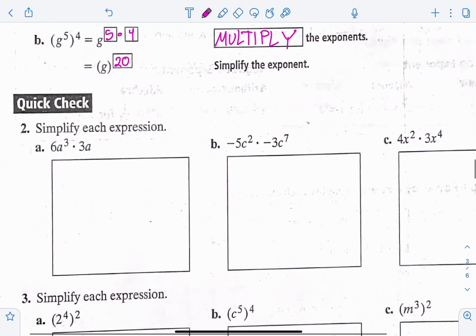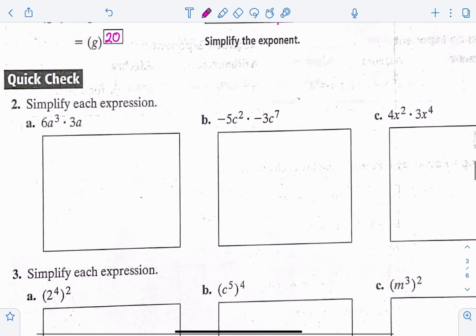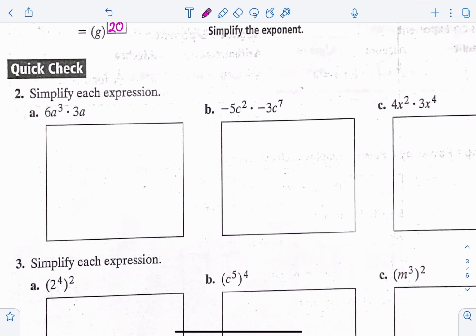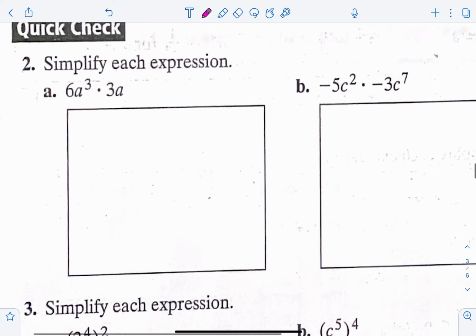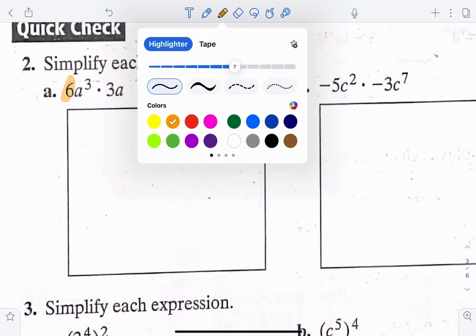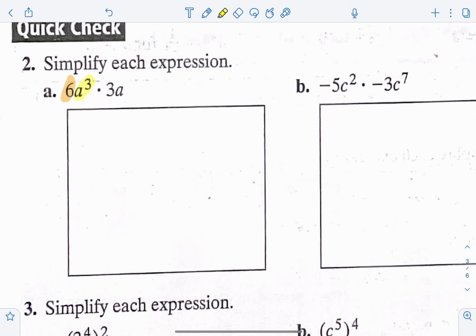Okay, so let's do some quick checks. So the first ones are going to be like that top example where we have to break things apart. So I'll do A with us. So when we're looking at this, we've got 6, and then we've got a to the third, and then we've got 3, and then we've got a, right? So those are 4 pieces because I can break these apart. So when I rewrite that, I can rewrite it as 6 times a to the third times 3 times a.